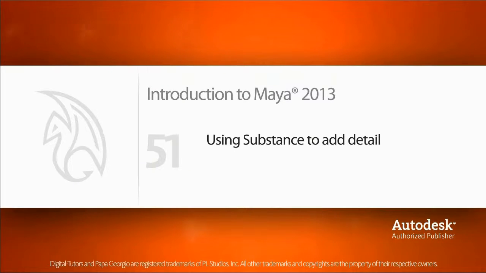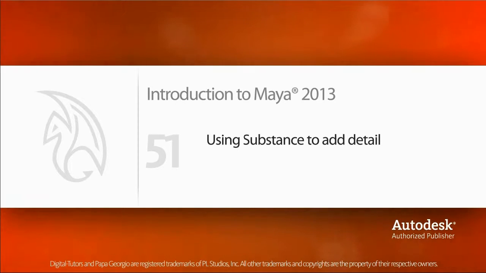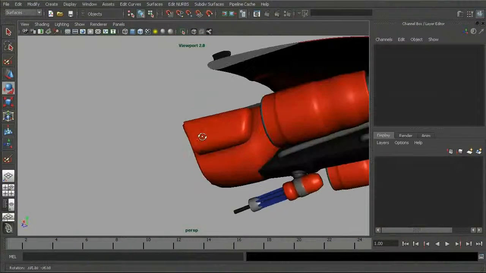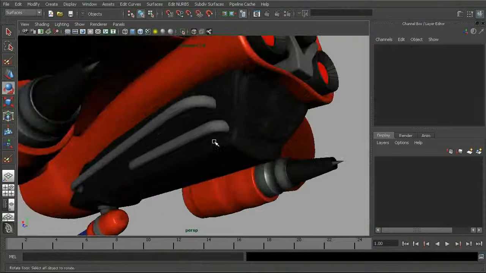In this lesson, we'll finish up the texturing portion of our training by looking at how Substance can allow us to get a sort of painted texture type of look with a more procedural kind of workflow. So let's actually use our little pipes here as our example.